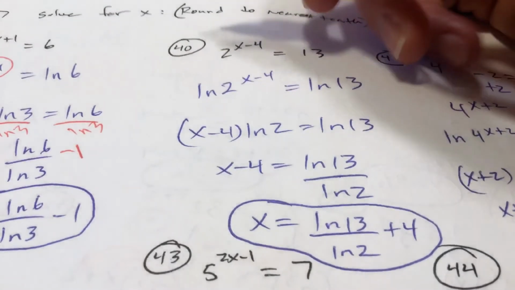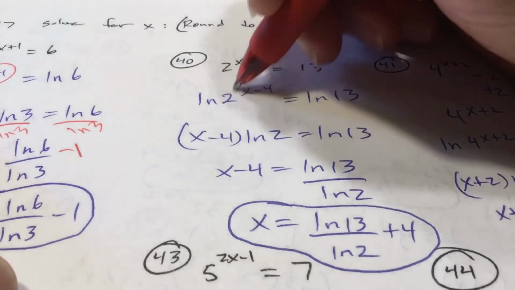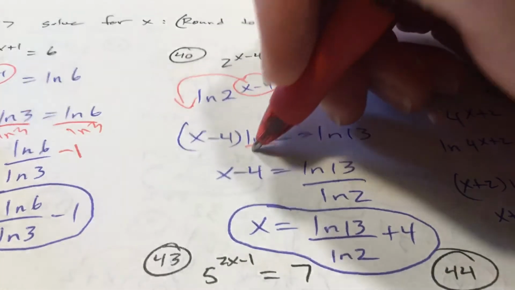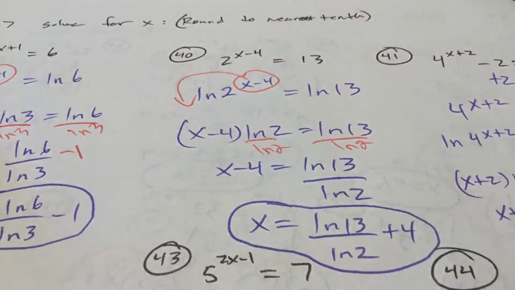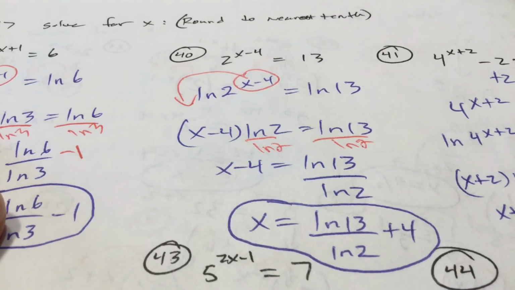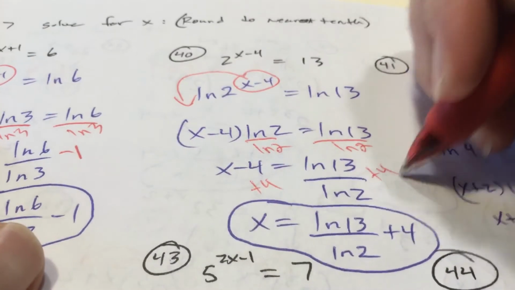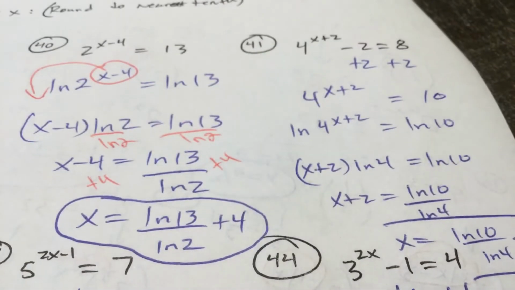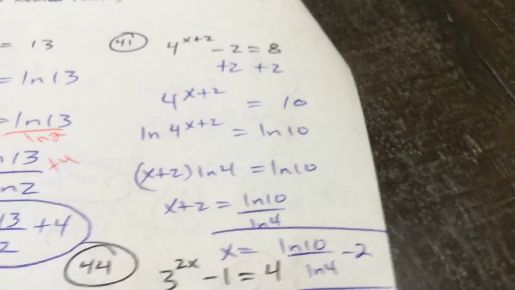So on 40, I can't get 13 to be 2 to any power. I'm going to attach natural log to both sides. That means x minus 4 is going to come on down. I will then divide both sides by natural log 2. Natural log 13 divided by natural log 2. I will then add 4 to both sides. All right. And get natural log 13 divided by natural log 2 plus 4.